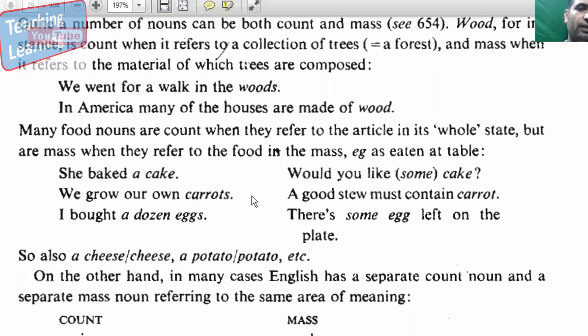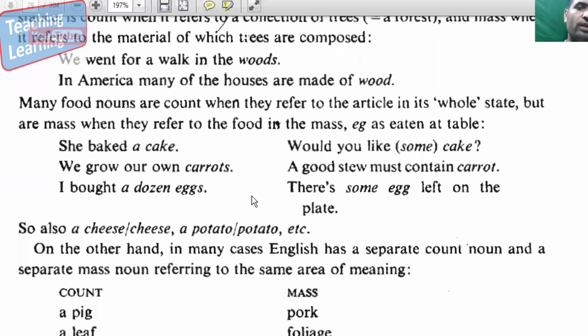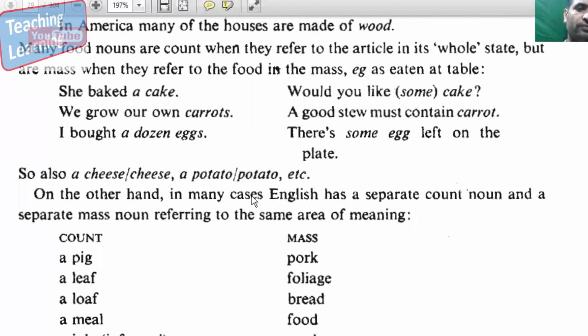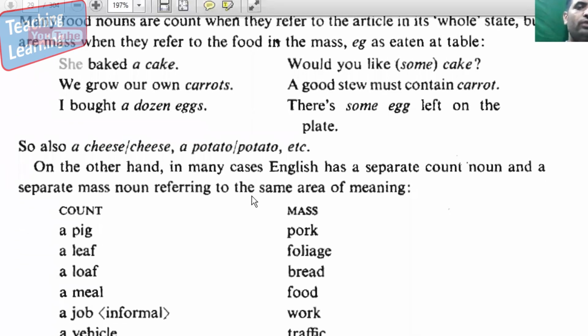She baked a cake. Would you like some cake? We grow our own carrots. Good stew must contain carrot. I brought a dozen eggs. You can see the examples. It's very interesting, and this is very important from the examination point of view if you are in university. Otherwise, also for your day-to-day or professional communication, you need to understand these things.